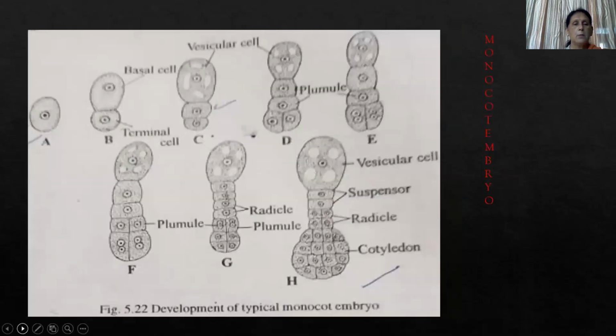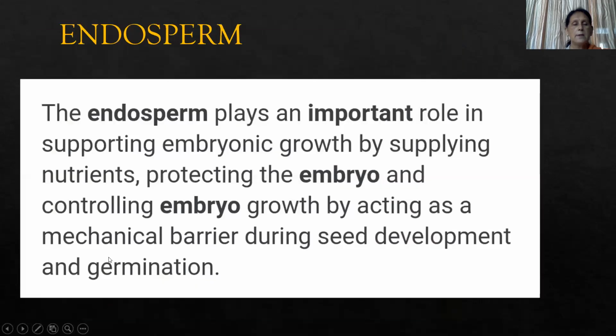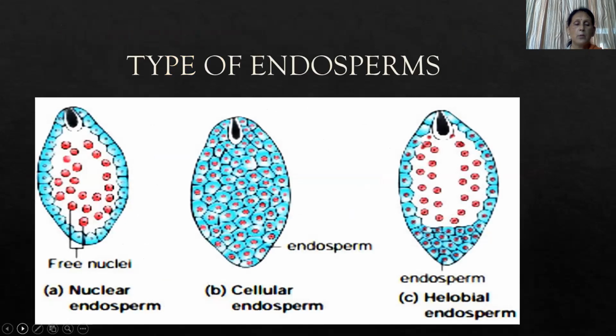And then about the endosperm, it is a nutritive tissue that helps in the growth and development of the embryo in dicot and monocot plants. So endosperm is of three different types. It may be nuclear, it may be cellular, or it may be helobial. So this is the end of the slide. I think we have already discussed and covered all parts about embryogenesis.